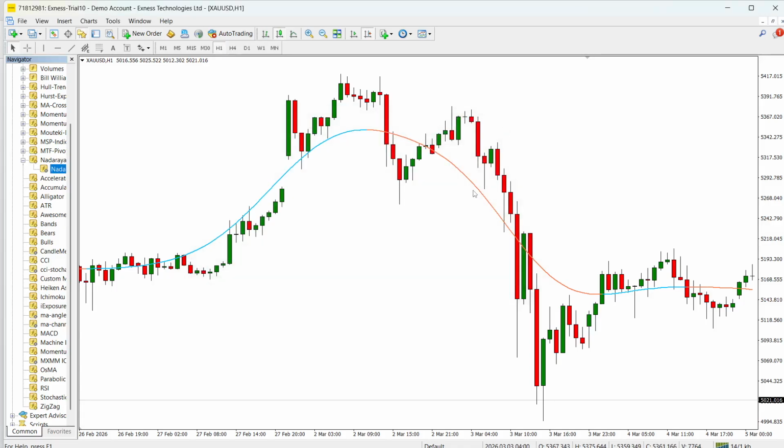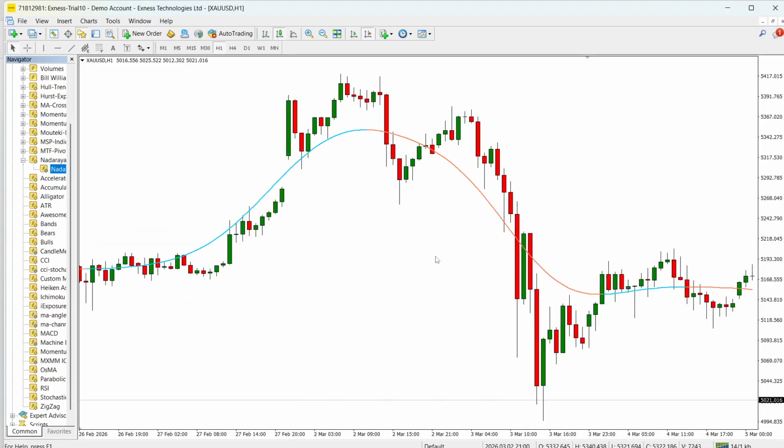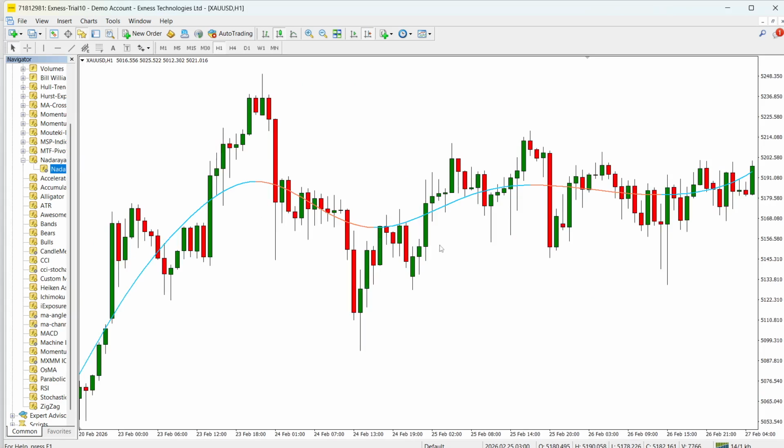Alright, who's this indicator for? This indicator is suited for traders interested in quantitative and statistical approaches to price analysis. It is a visual and analytical tool only and does not execute trades.